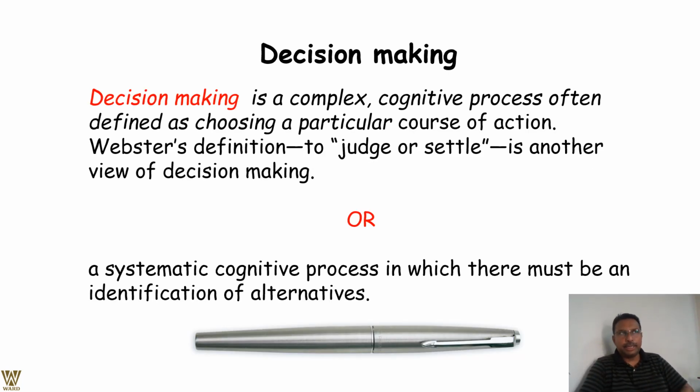Decision making, remember, is a complex cognitive process, a thought process, of how to choose an alternative from the available options. This choosing of a particular course of action, Webster's definition, is to judge, probably to settle, is another view of decision making. Or, in other words, it's a systematic cognitive process in which there must be an identification of alternatives per se.